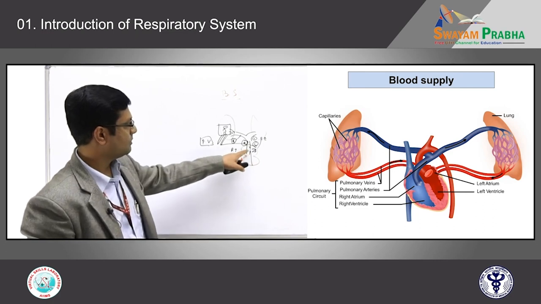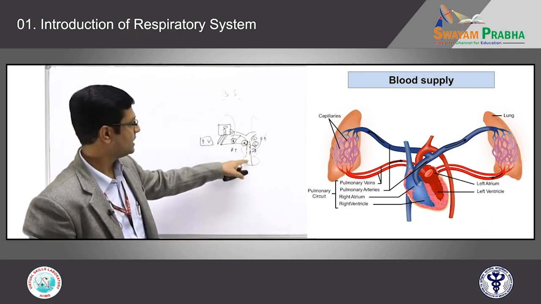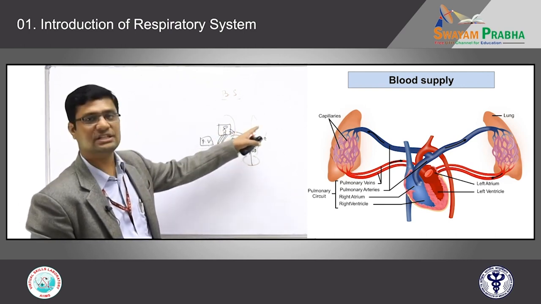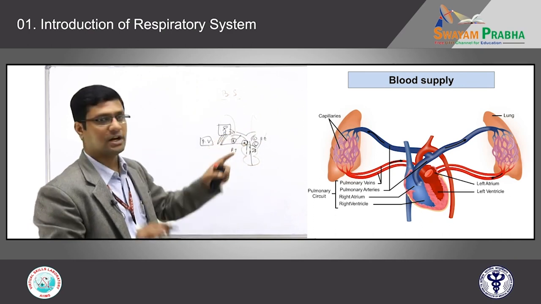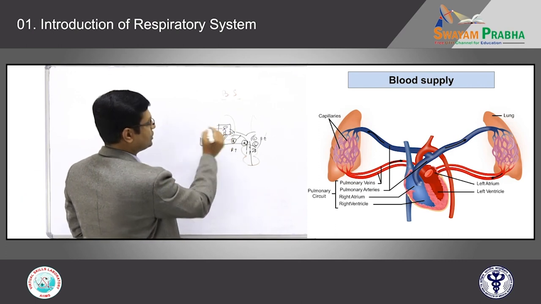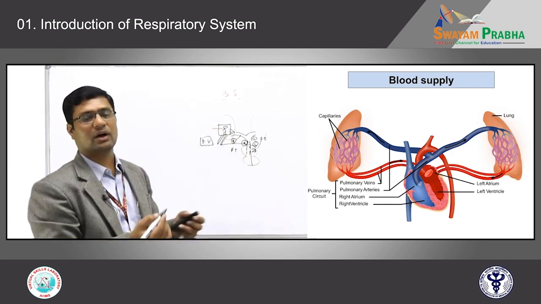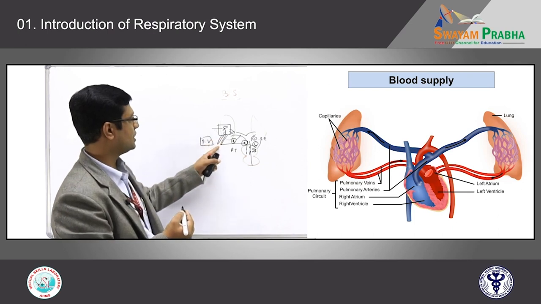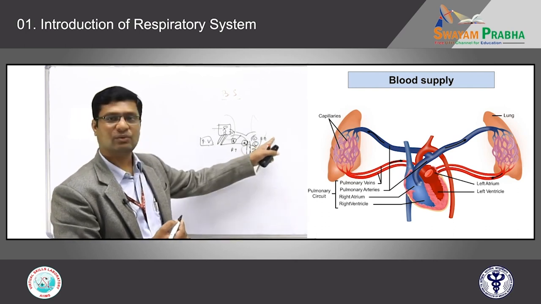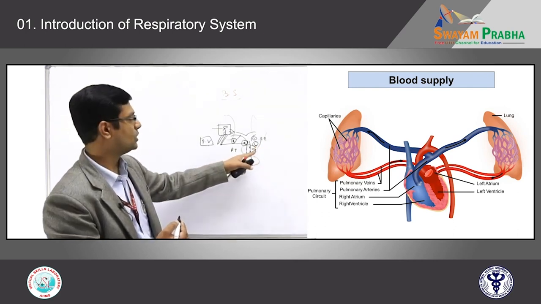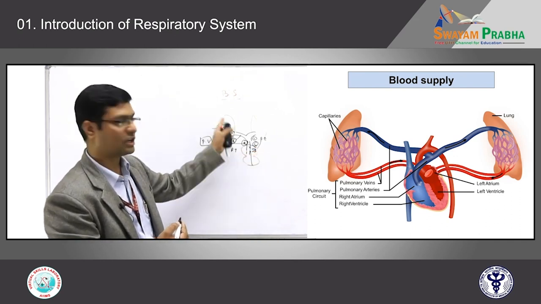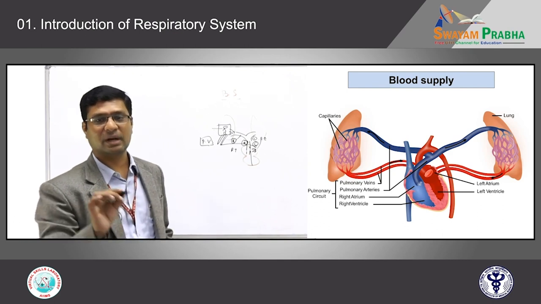I repeat, the main pulmonary artery from the right side branches into the right pulmonary artery and left pulmonary artery, which enter each respective lung at the level of the hilum. It forms a capillary plexus around alveoli, where exactly the gaseous exchange takes place. Once receiving oxygen, the plexus combines to form two pulmonary veins on the right side, two pulmonary veins on the left side, and they open into the left atrium. Here the pulmonary veins contain oxygenated blood that will be circulated throughout the body. This is the main pulmonary circulation.